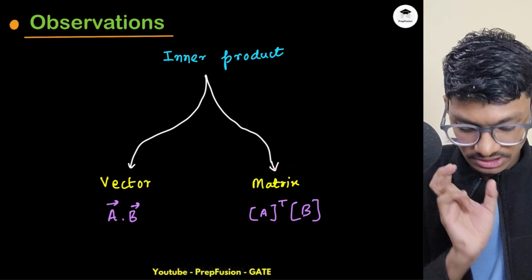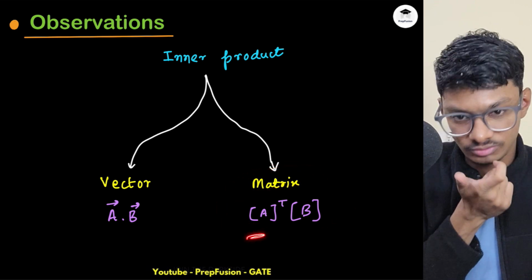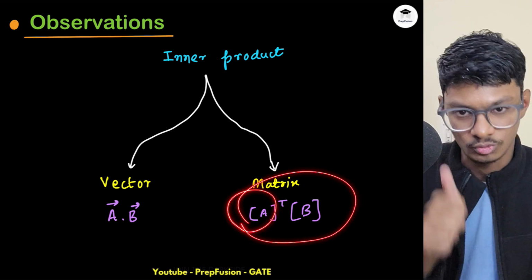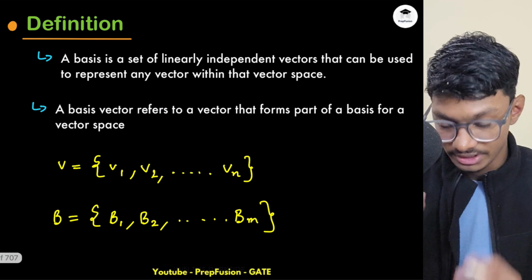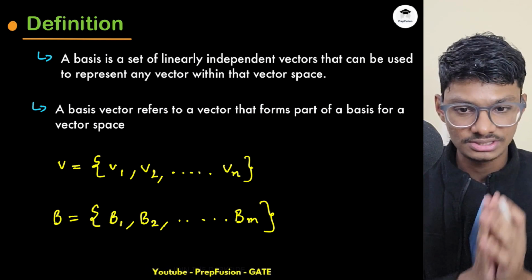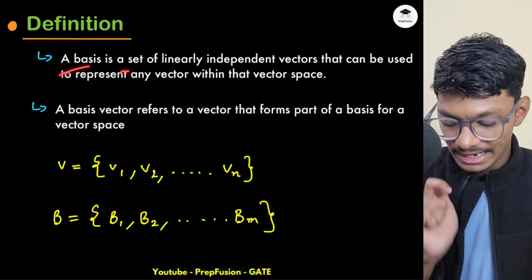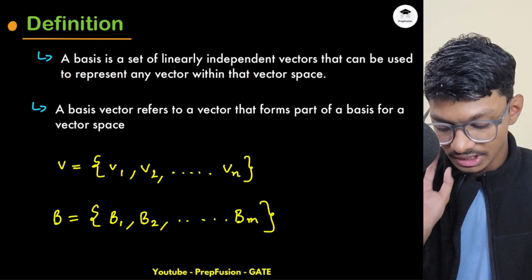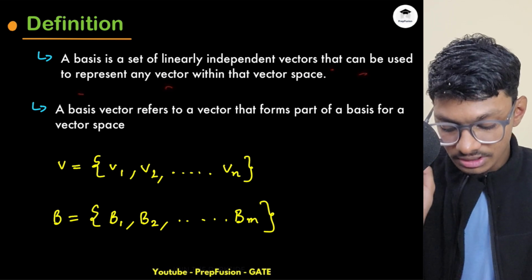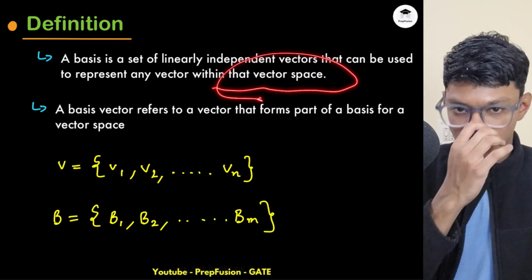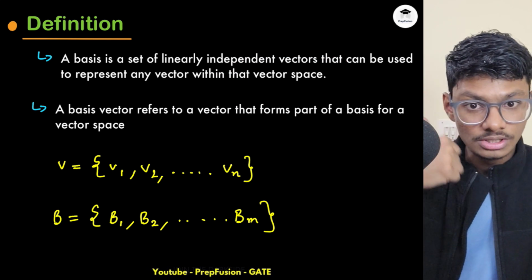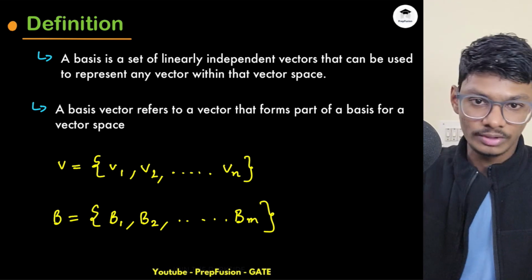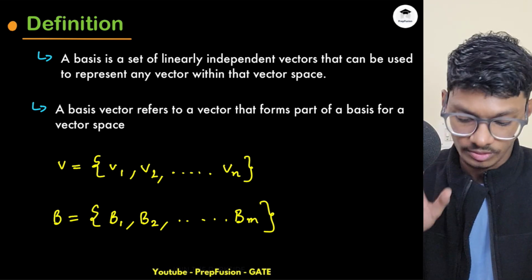So with matrices, what we used to do? If I want A dot B in physics vectors, then in matrix format I will do A transpose B. That will be my dot product. So let's come to the formal definition of basis vectors. A basis is a set of linearly independent vectors that can be used to represent any vector within that vector space. So in the vector space R squared, with i and j I can represent the whole of the xy plane.